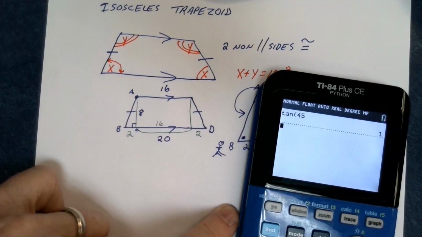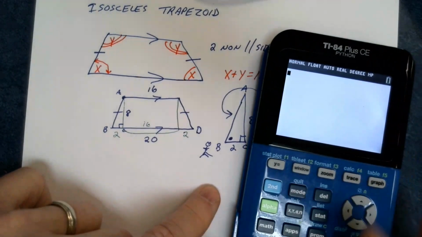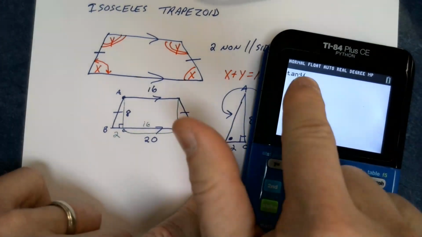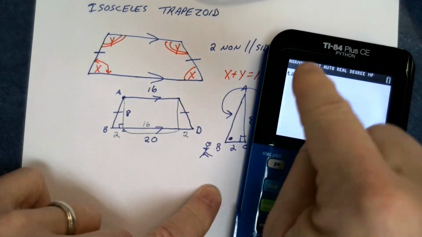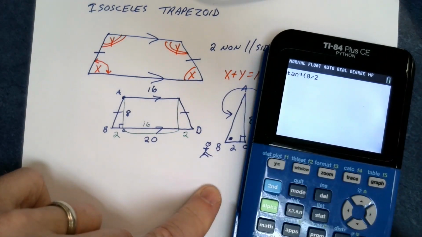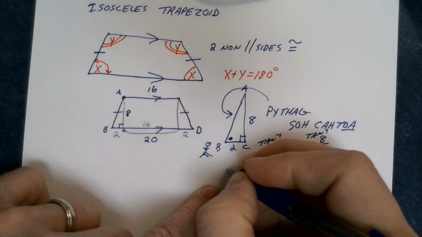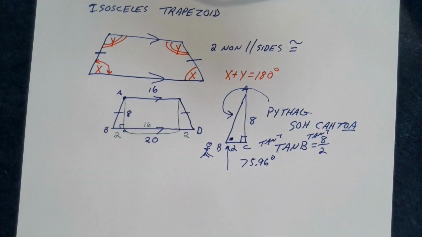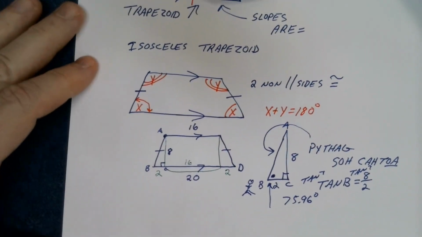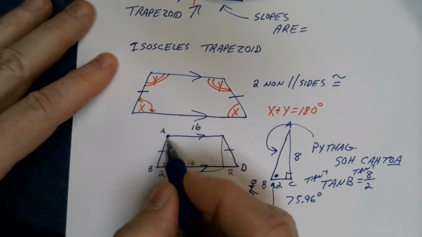Okay? So I go back to my home screen here, and it says I'm supposed to do the tan inverse of 8 over 2. So second, I get my tan inverse, the little -1 thing right there, of 8 divided by 2, making sure that's all together in the parentheses. And I hit enter, and that would mean that that's a 75.96 degree angle. So that angle right there is 75.96 degrees.